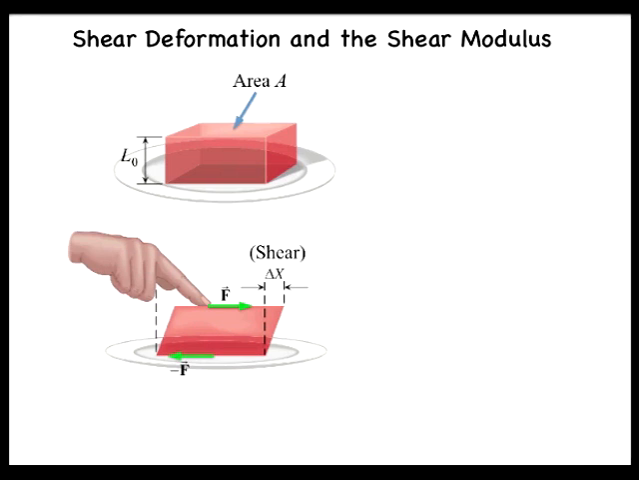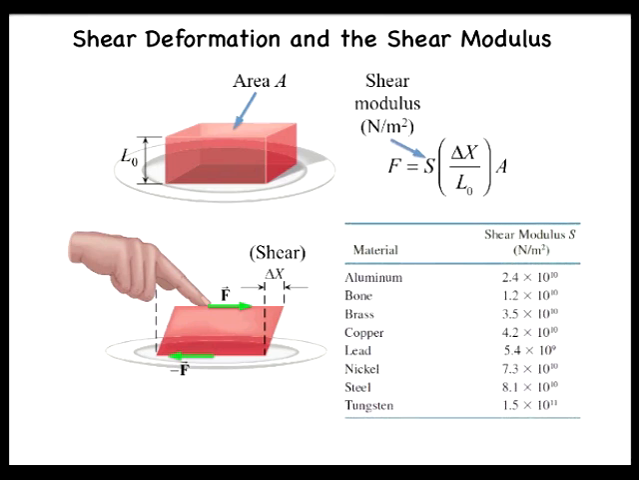The magnitude F of the force needed to produce an amount of shear, ΔX, for an object with thickness L0 is given by F = S ΔX/L0 × A. This equation is similar to the one for Young's modulus. The constant of proportionality, S, is called the shear modulus and, like Young's modulus, has units of force per unit area, or newtons per meter squared. The value of S depends on the nature of the material, and the table gives some representative values.